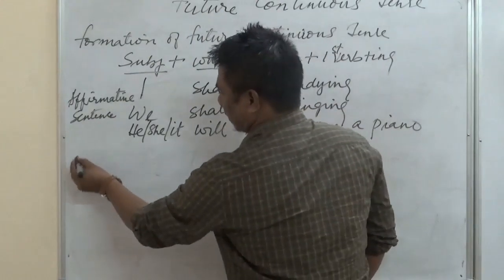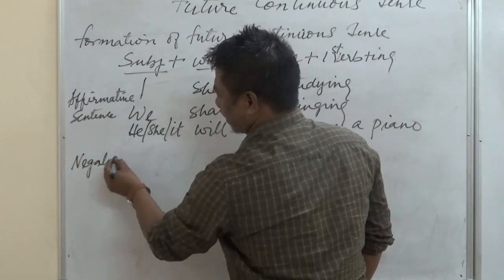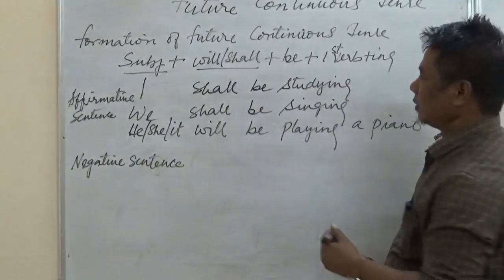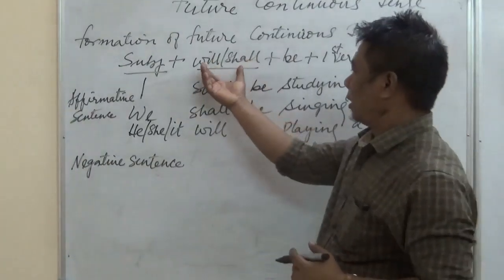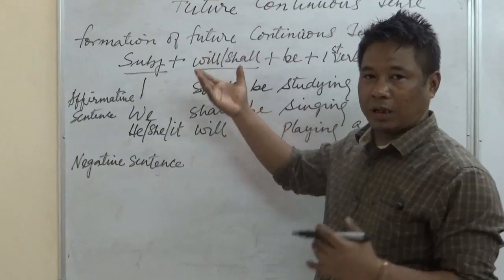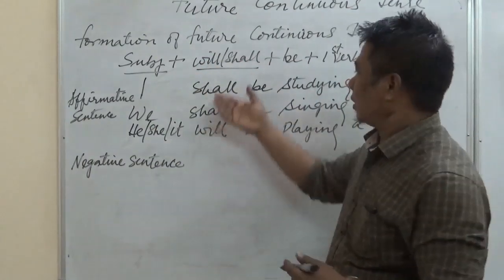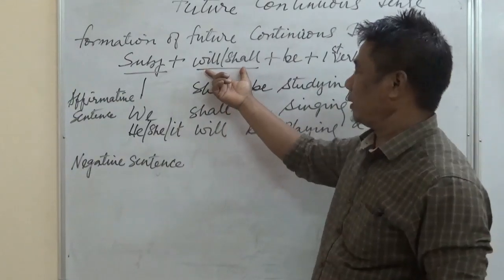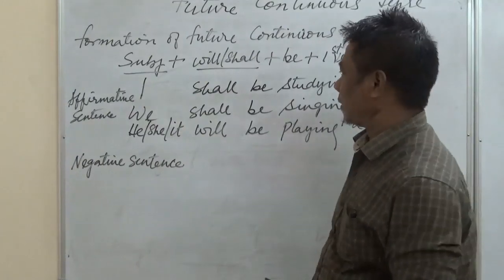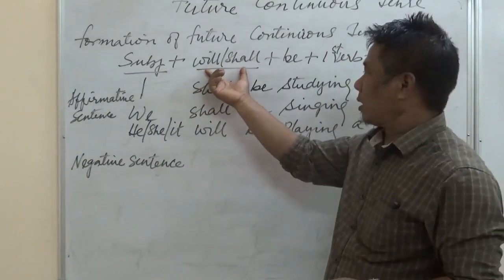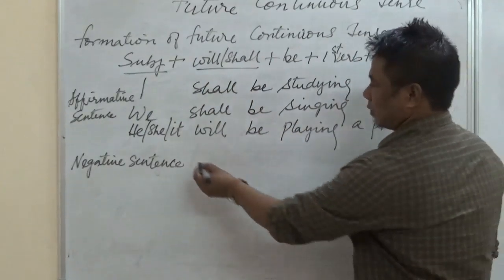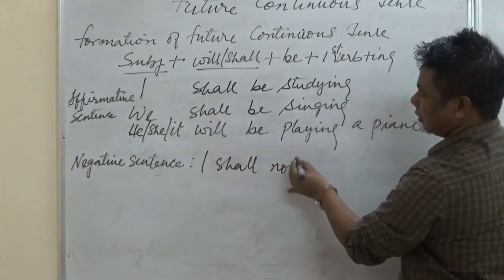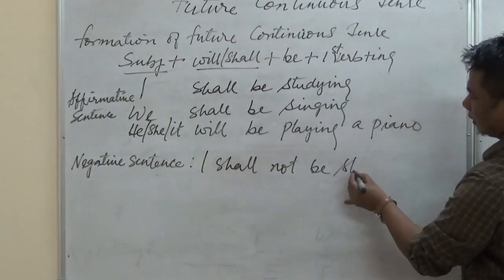Now, how to make a negative sentence? If you have a negative sentence, consider that it's very easy. Here, will or shall is used as the auxiliary verb. So after the auxiliary verb, you just add not. Negative sentence: I shall not be going, be studying.